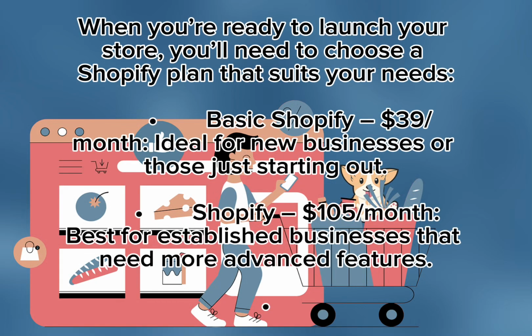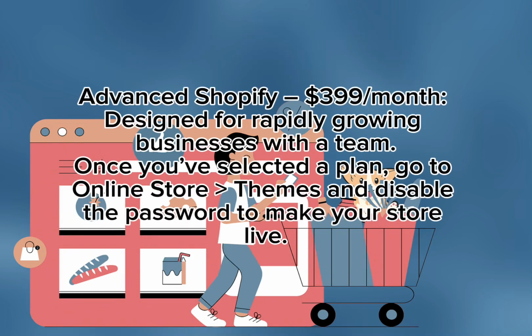When you're ready to launch your store, you'll need to choose a Shopify plan that suits your needs. Basic Shopify, $39 a month: ideal for new businesses or those just starting out. Shopify, $105 a month: best for established businesses that need more advanced features. Advanced Shopify, $399 a month: designed for rapidly growing businesses with a team. Once you've selected a plan, go to Online Store, Themes, and disable the password to make your store live.